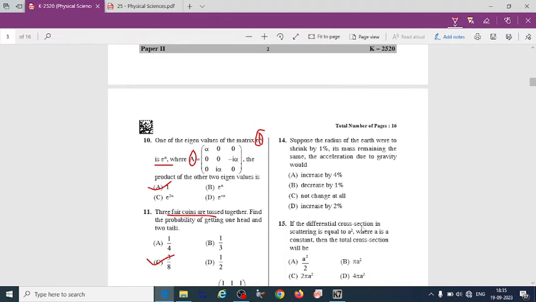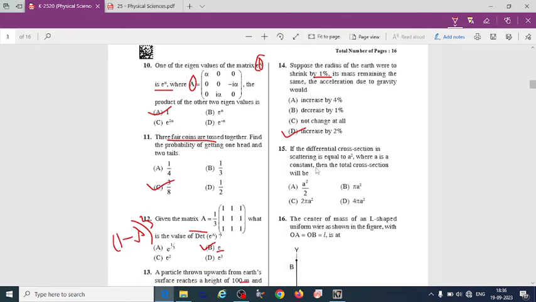So the next will be 14th question. Suppose the radius of Earth were to shrink by 1%, its mass remaining the same. The acceleration due to gravity would be increased by 2%.